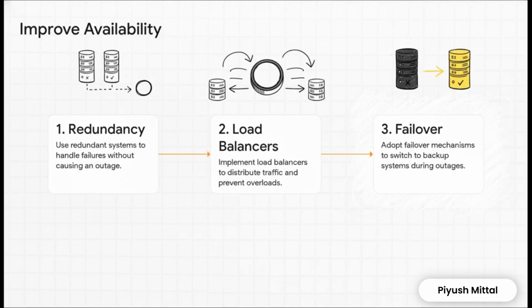Now, to improve availability, to make sure you can always get to the system, that's a whole different toolkit. Teams build redundant systems, which is basically having a complete backup ready to go. They use things called load balancers to make sure no single part gets overwhelmed with traffic. And they create failover mechanisms that can automatically switch to the backup system in an instant if something goes wrong.